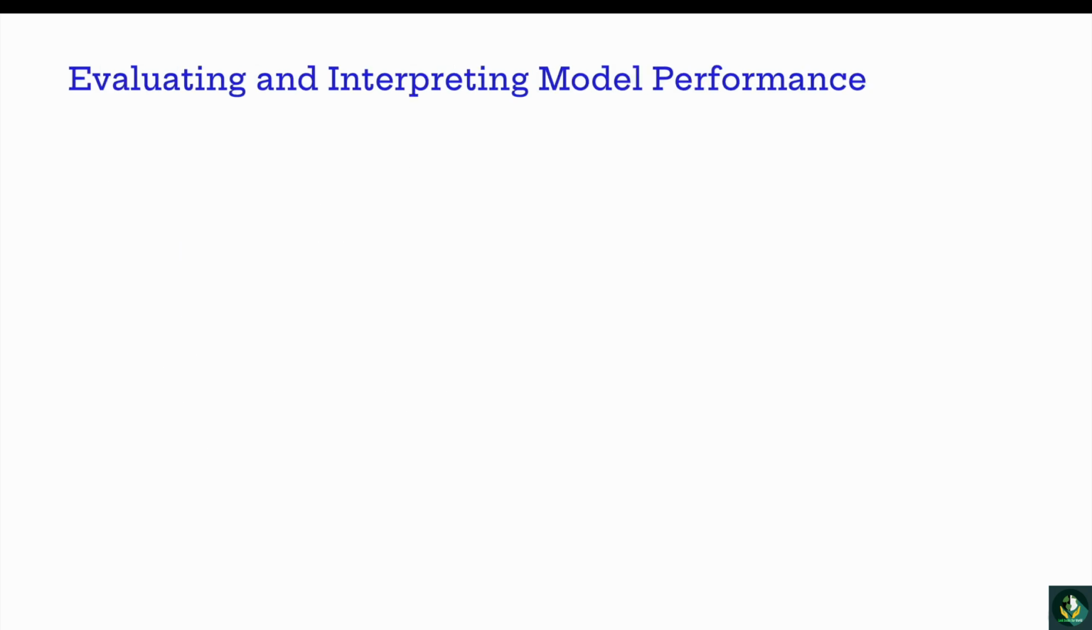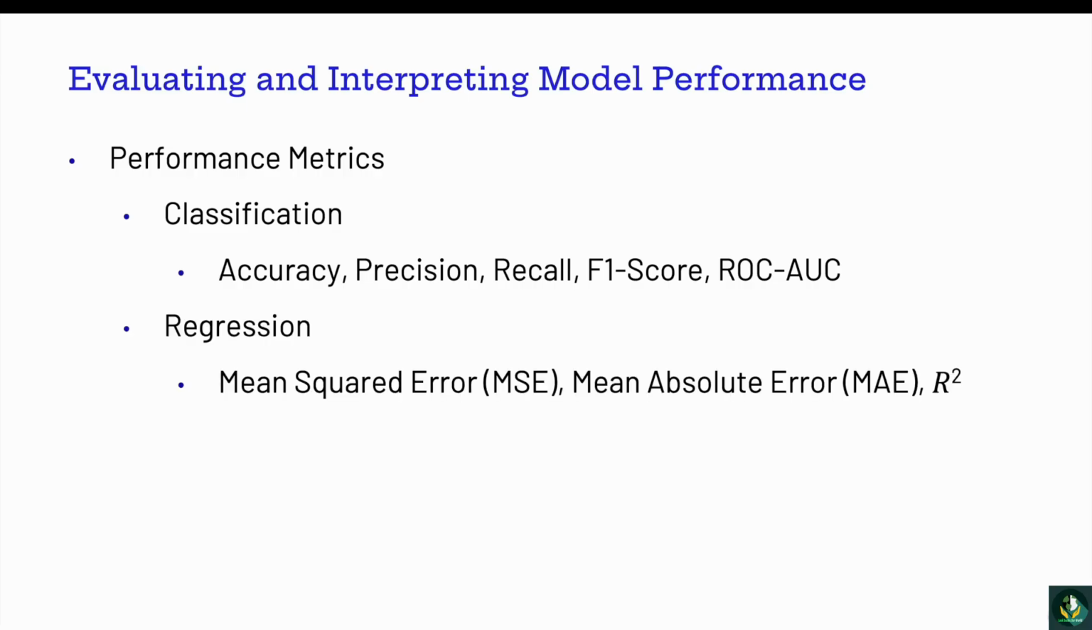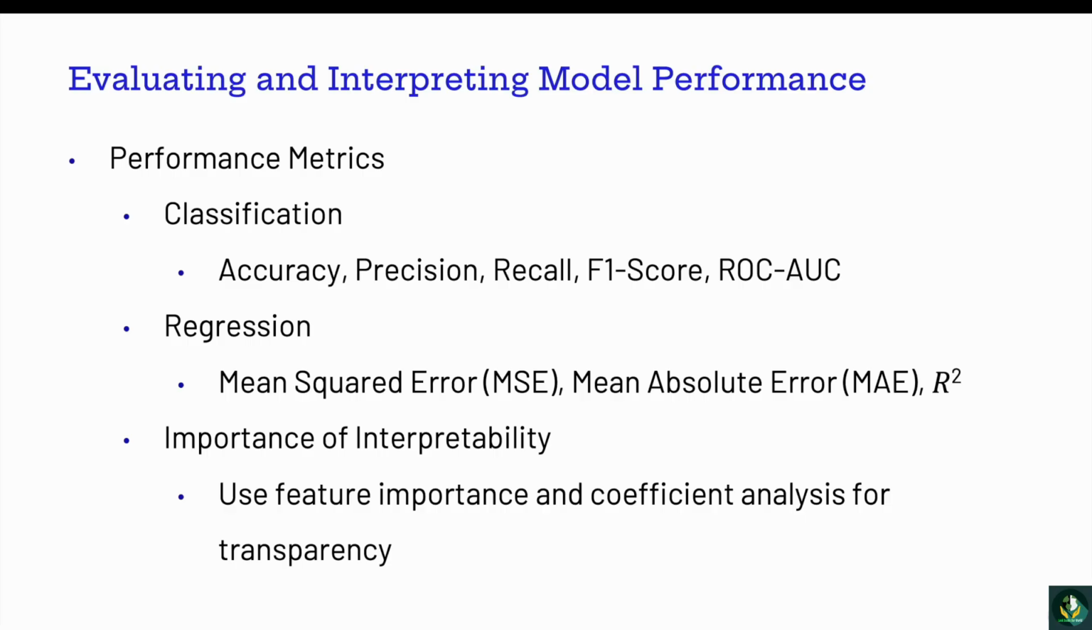Next, let's look at evaluating and interpreting the model performance. For performance metrics, for classification, we use accuracy, precision, recall, F1 score, and ROC AUC. For regression, we use mean squared error, MSE, or mean absolute error, MAE, or R squared. And for the importance of interpretability, we use feature importance and coefficient analysis for transparency.